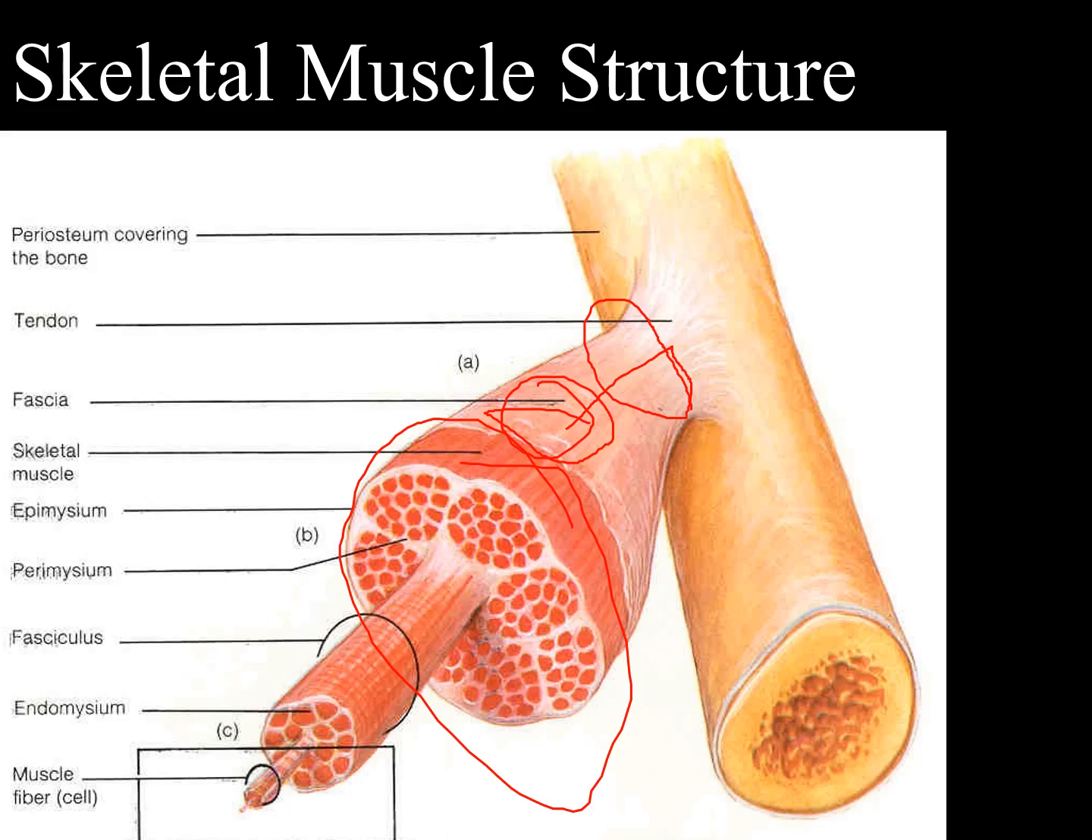And as the tendon reaches the bone, it actually spreads out over the bone and becomes this thin layer of connective tissue that covers the entire bone. It's called periosteum.